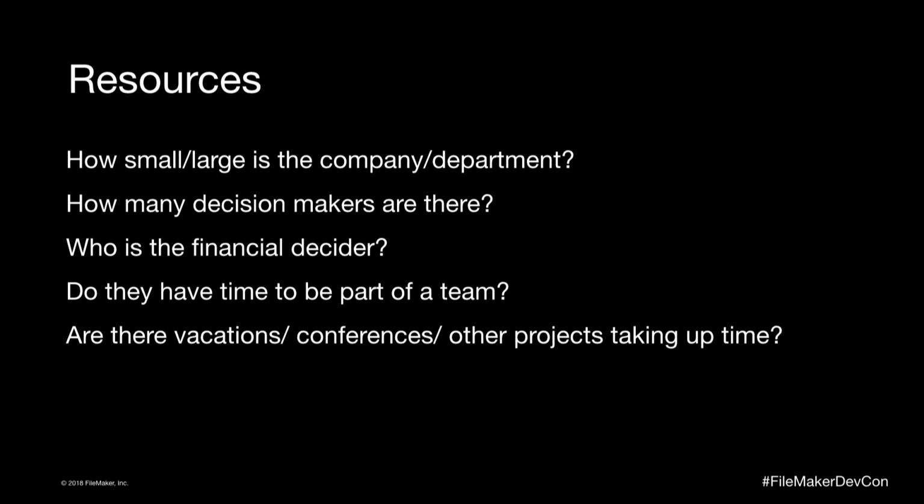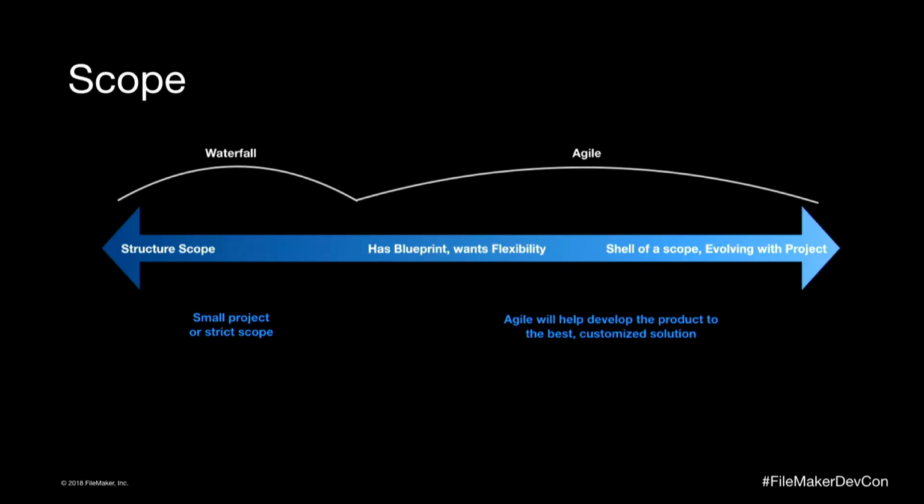So now that we've covered resources, we're going to move on and talk about scope. So again, we have a continuum here where we have anything from a structured scope to an evolving project. So when we talk about scope, I'm not talking about exactly what's being built. I'm talking about how much you know about what's being built. Because at this point, before we even get into the details, we're just trying to decide what type of project style we're going to have. And so it doesn't really matter at this point what you're building. It matters how much you know about what you're building.